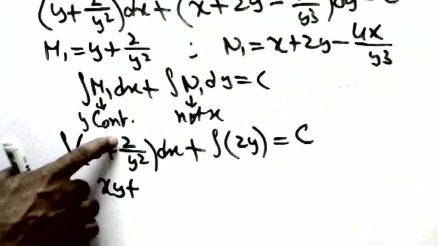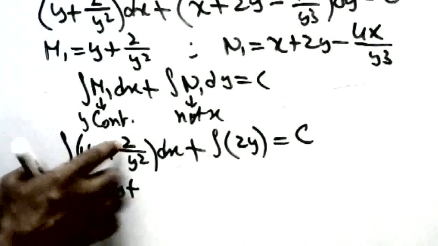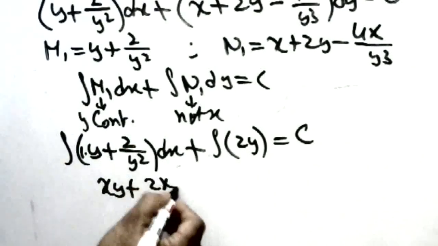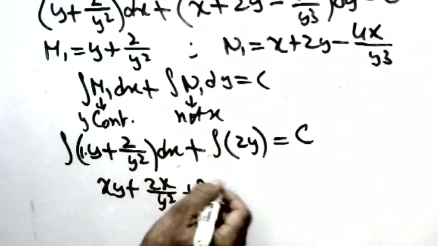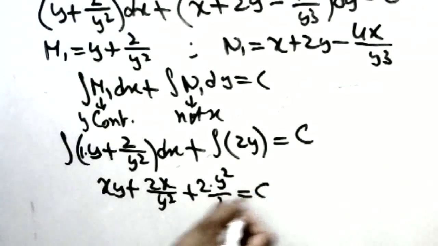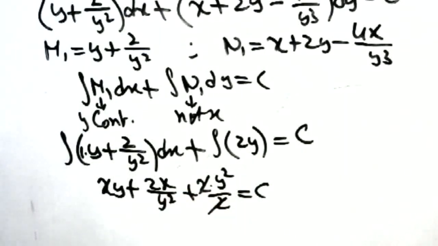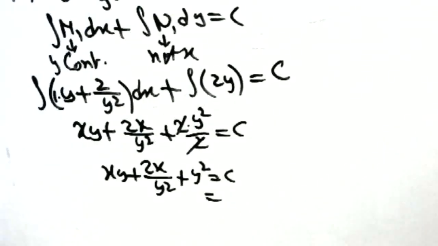Here also we have to integrate with respect to x, but we are having only y, so we integrate 2 as a constant. The integral of 2 will be 2x, so this will become 2x by y². So plus 2 into the integral of y, which is y to the power n plus 1 by n plus 1, that is y² by 2, equals c. This cancels. We can leave it here itself: xy + 2x by y² + y² equals c.